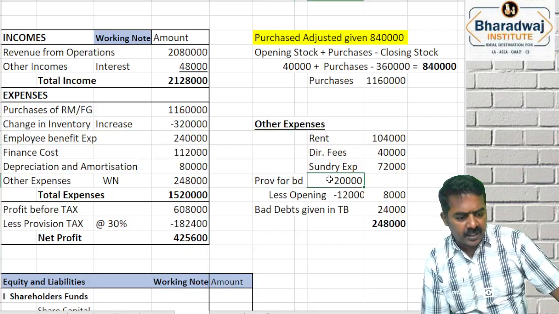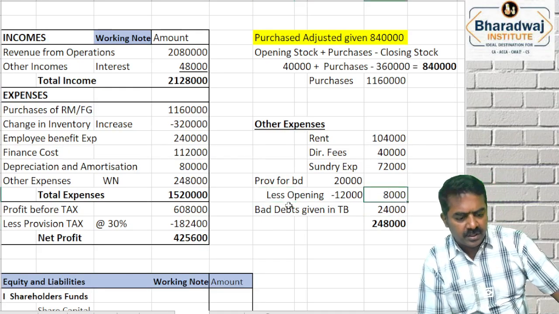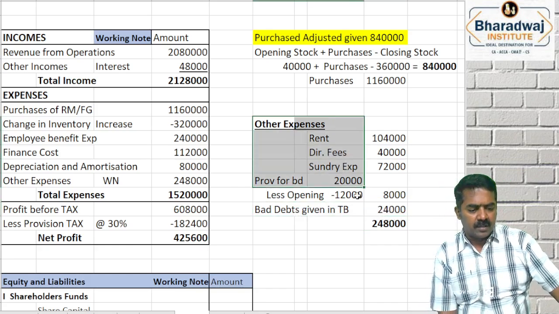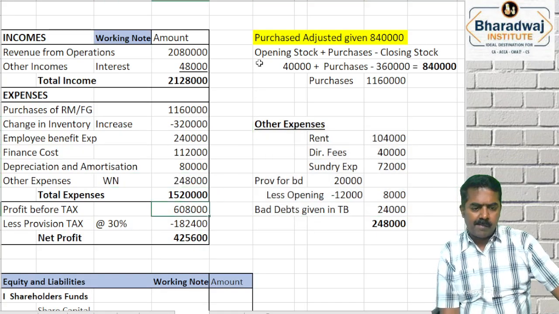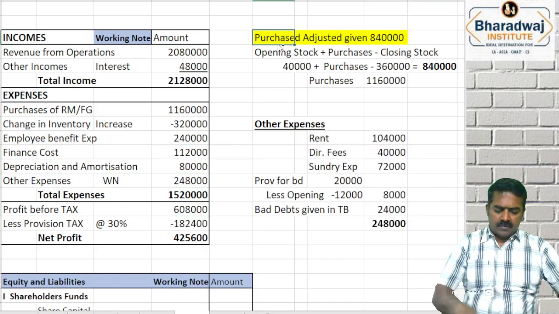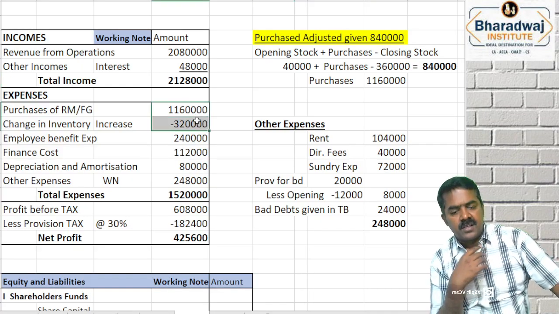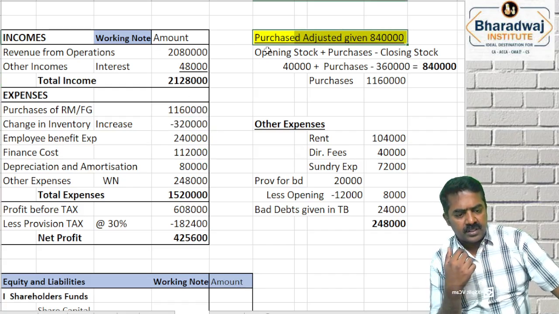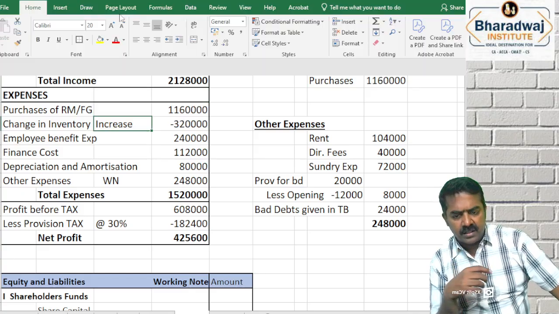Provision for bad debts required is 20,000 minus opening balance 12,000, putting in 8,000 as the current year provision. Apart from that, there is bad debts written off given in the trial balance. Total 2,48,000. Instead of taking 11,60,000 and 3,20,000, you can directly take purchases adjusted. Why? Because it is already adjusted for change in inventory. You can take that, or you can work out gross purchases, then record the increase in inventory.